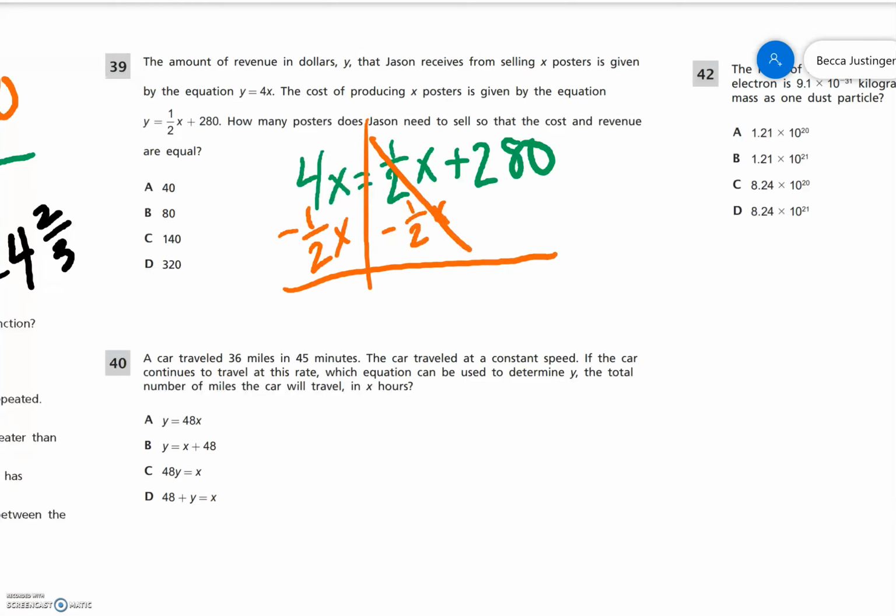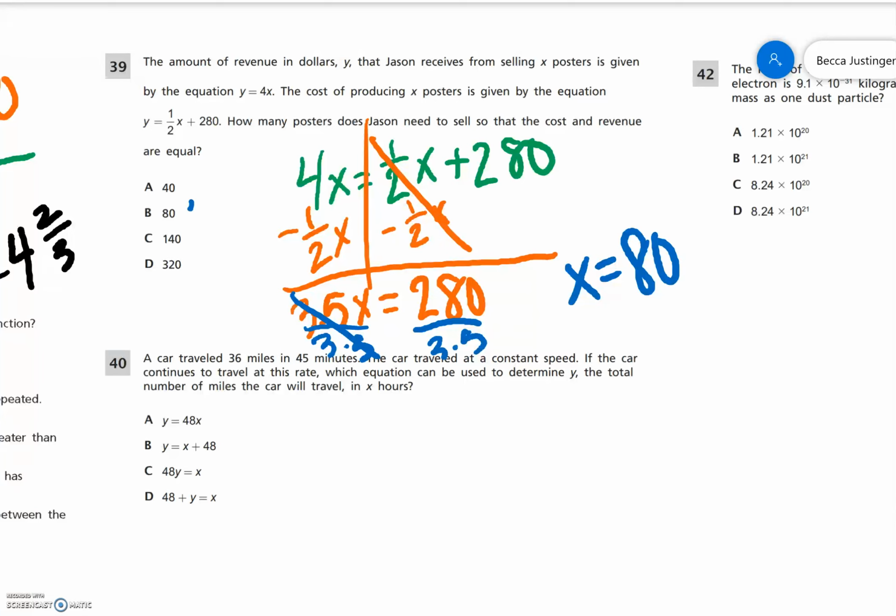So I'm going to solve for x, and I'm going to get x on the same side. So I'm going to subtract my 1/2 x on both sides. Cancels out on the right. 4x minus 1/2 of x is 3.5x equals 280. And divide both sides by 3.5. Cancels out on the left. X equals, let's see, 280 divided by 3.5. X equals 80.